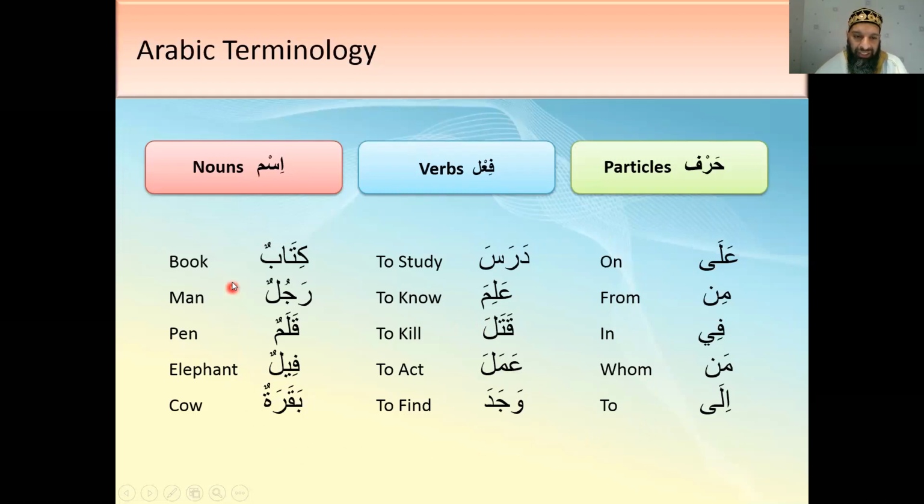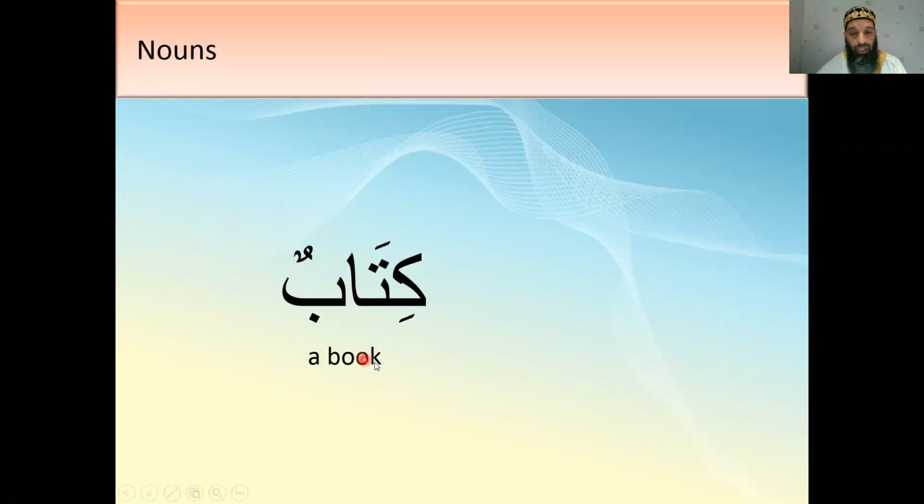We also mentioned that if you look at the endings of the nouns, they all end in double dhamma, dopesh, right? I said them both. I said dopesh for the people who understand dopesh, I'm a dopesh person, and dhammatain for the people who understand dhamma or two dhammas. So this was just an example. And a noun by itself means a and whatever the noun means. So masjidun means a masjid, imamun, an imam, kitabun, a book.